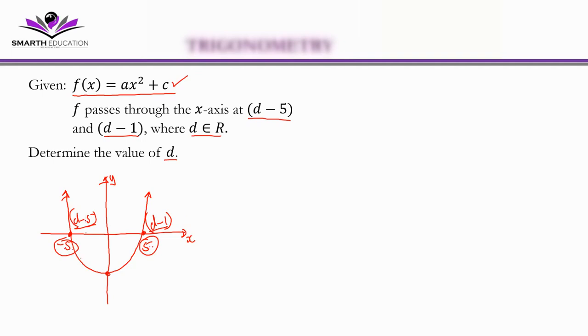So here if you say d minus 5 plus d minus 1, we must get 0, isn't it? So that's what we use there. So we say d minus 5 plus d minus 1 is equal to 0. And then d plus d is 2d. Negative 5 minus 1 is negative 6, is equal to 0. So 2d is equal to 6. Then divide by 2 on both sides of the equation. D is equal to 3.